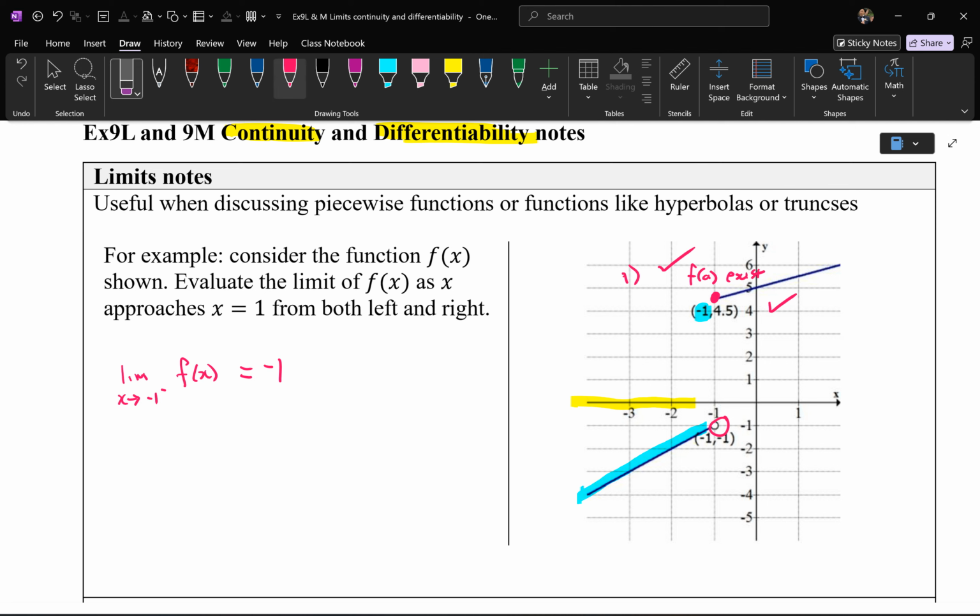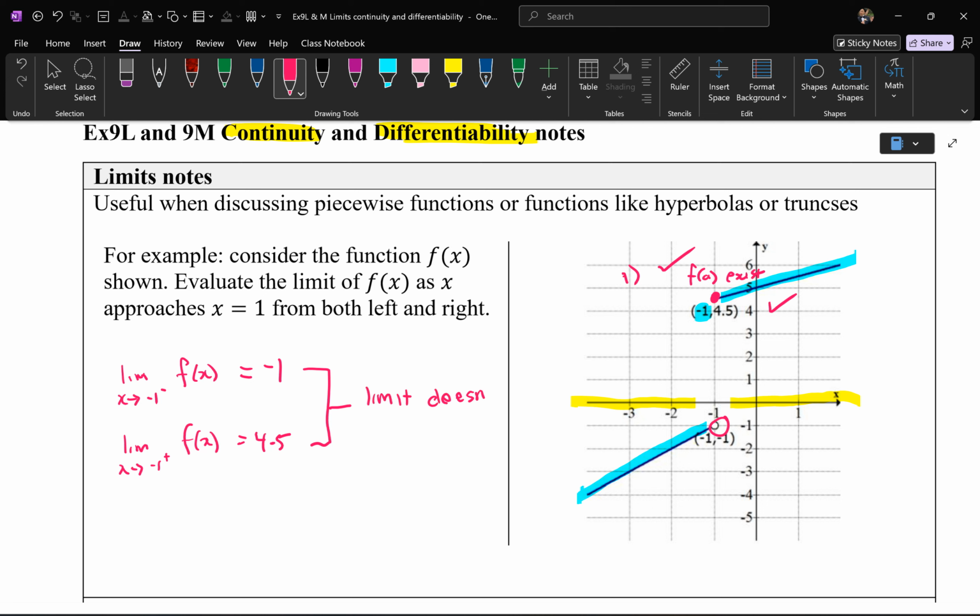Then you check, well, what about if I tested limit of x approach -1, but from the right? Which I use a little positive sign to say I'm approaching it from the right. So if I approach it from the right, so I'm coming from the right, and I'm coming closer to -1, well, the graph is telling me I'm tending towards the value of 4.5. These two are not the same. That means the limit already doesn't exist. Because which one is it?